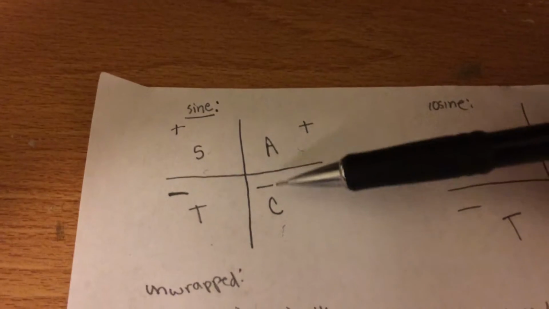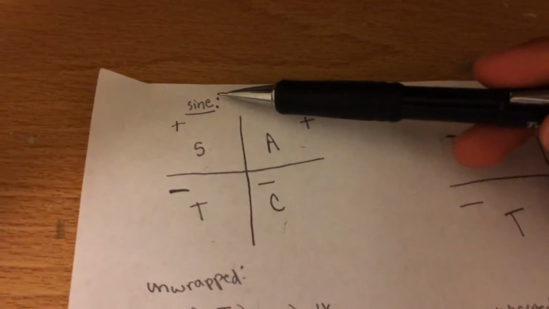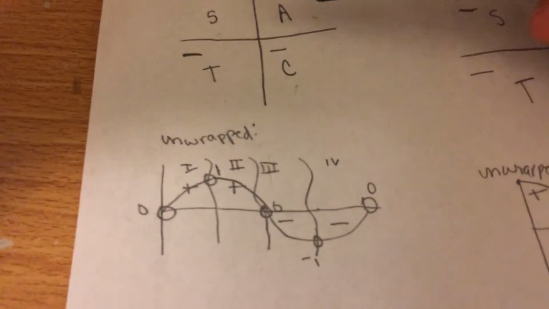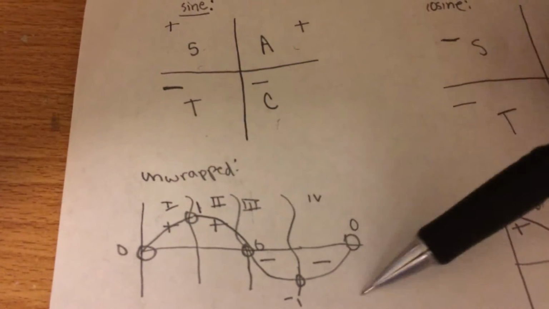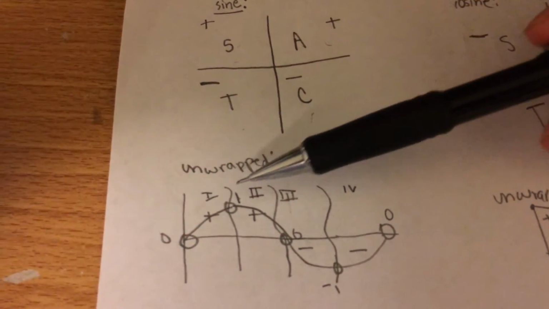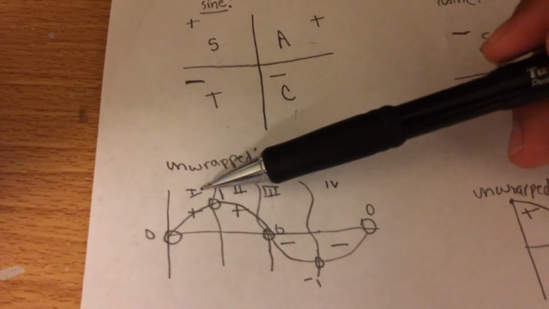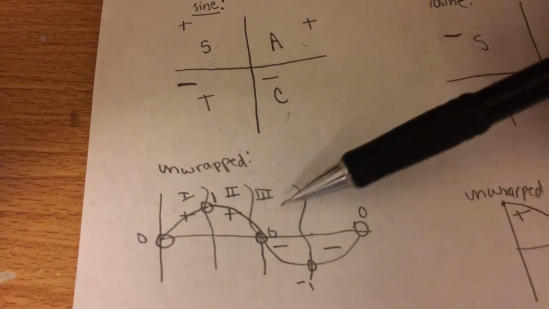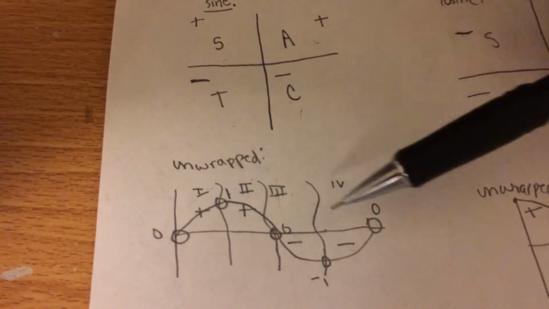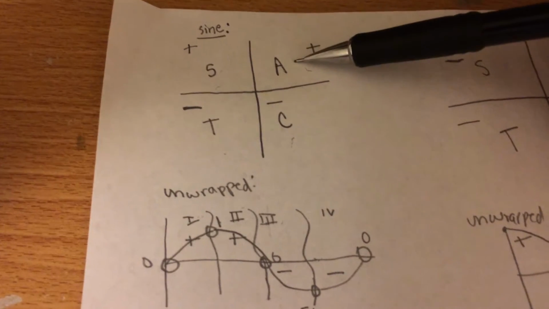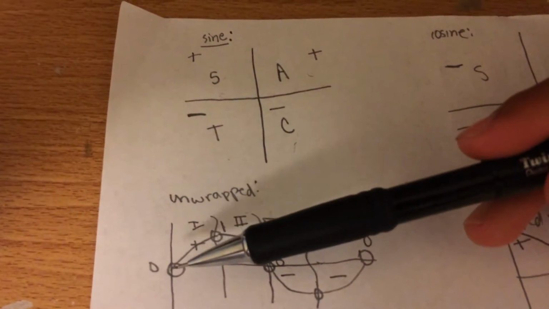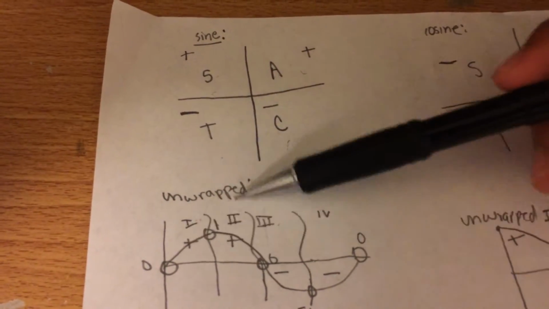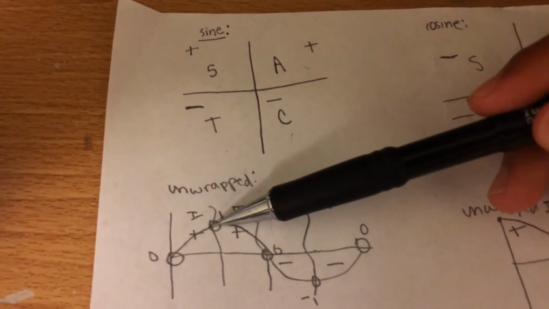So, let's say we wanted to graph sine. If we graph sine, it's going to look like this. We just separated the quadrants with this line right here: first, second, third, fourth. In the first quadrant, it's positive, so it's in the positive area, so it's going up.